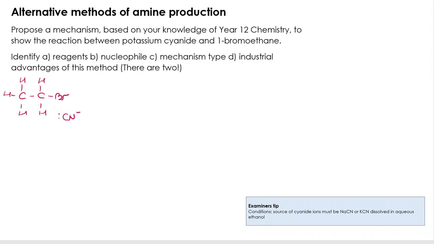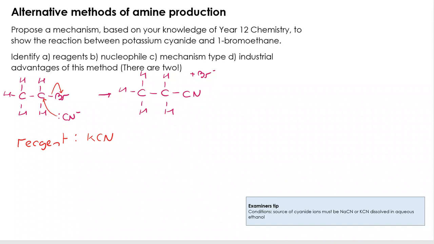Let's start off with our mechanism beginning. You will notice, even though we're using potassium cyanide, it's CN- that goes in the mechanism. Don't get that mixed up. The CN- is going to attack the delta positive carbon. That's going to cause the C-Br bond to break, and that takes us to our nitrile, propane nitrile here, with our Br- ion.